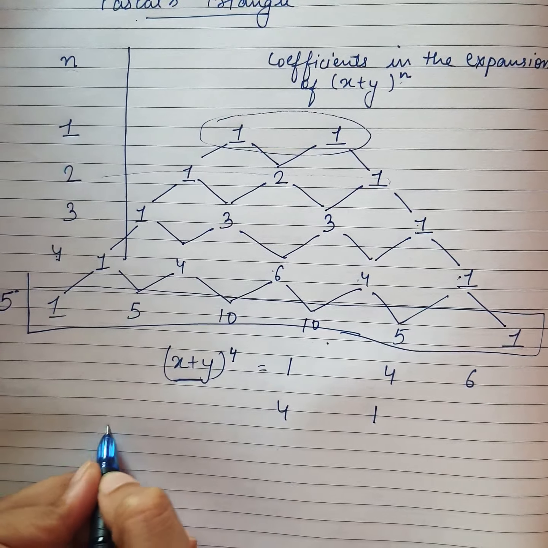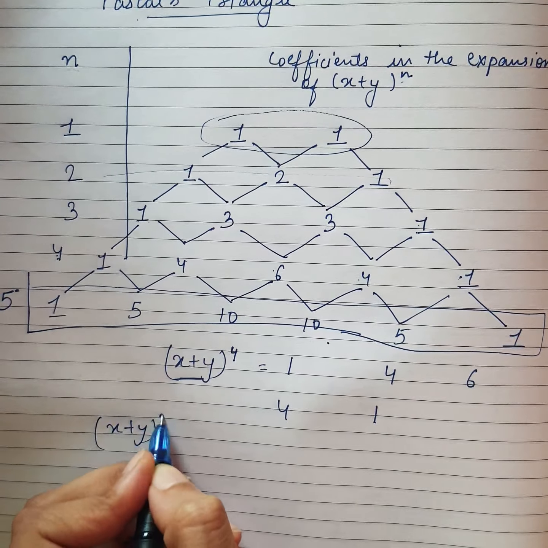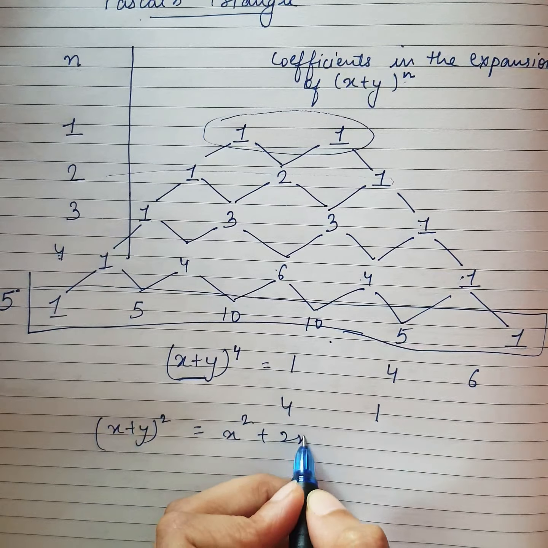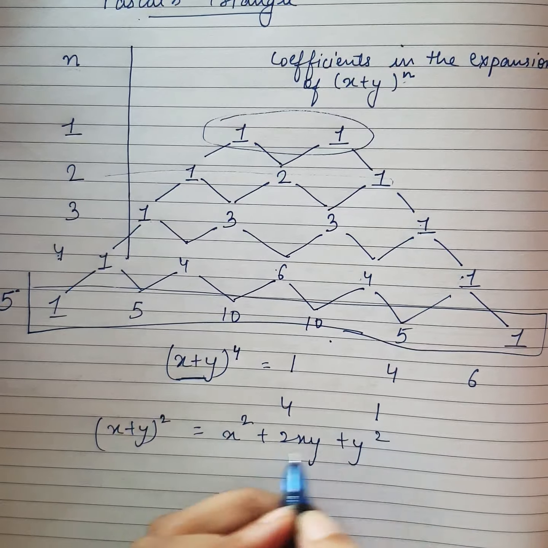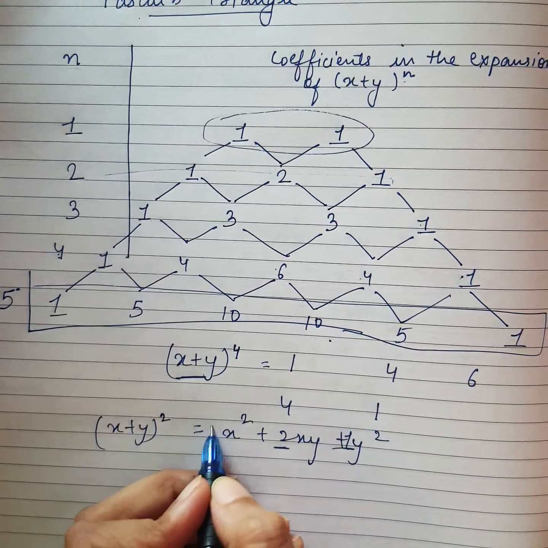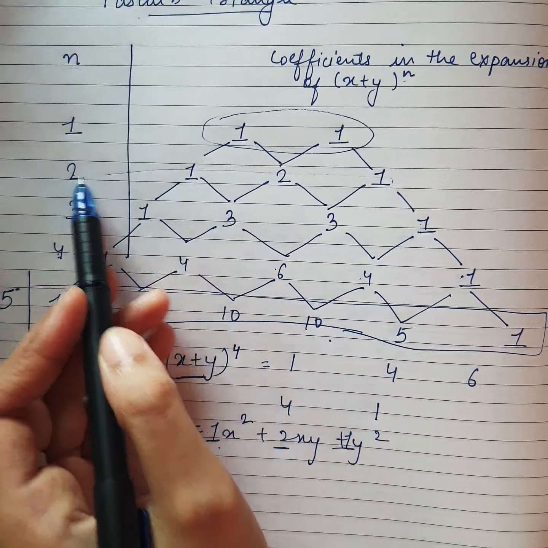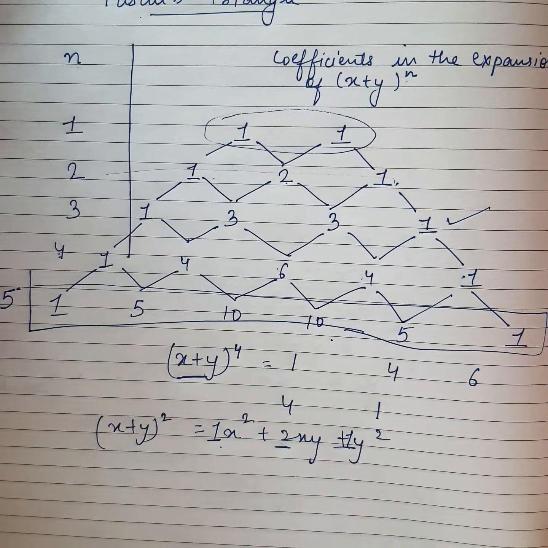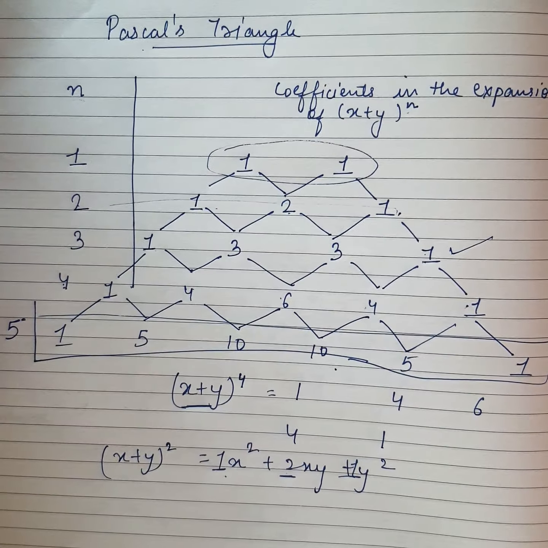So if we talk about x plus y whole square, when n is 2, the expansion is x square plus 2xy plus y square. So only the coefficients we are going to deal with: 1, 2 and 1. So when n is 2, 1 2 1. So this is where Pascal's triangle is helpful to us.